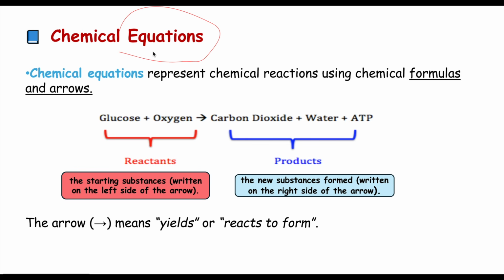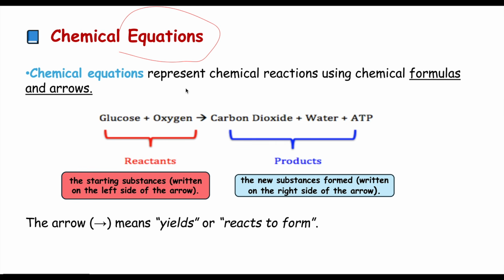I know that you learned about mathematical equations. The two sides must equal each other. But here we don't have the sign of equal. First of all, what is a chemical equation? Chemical equations represent a chemical reaction using what? Formulas. Using chemical formulas and arrows.